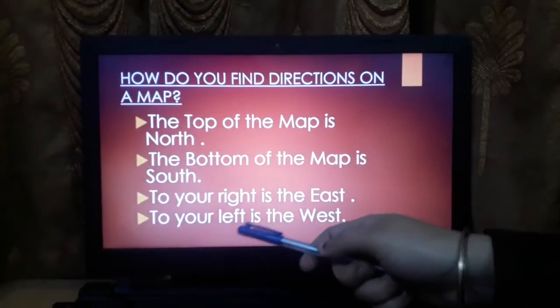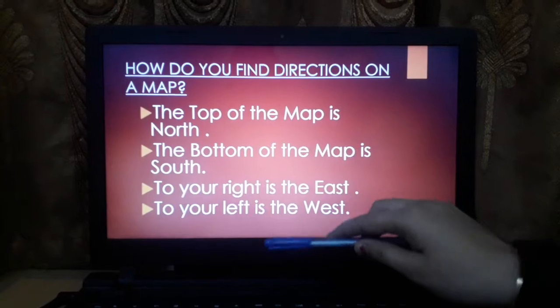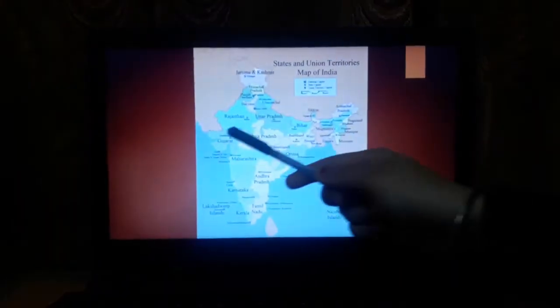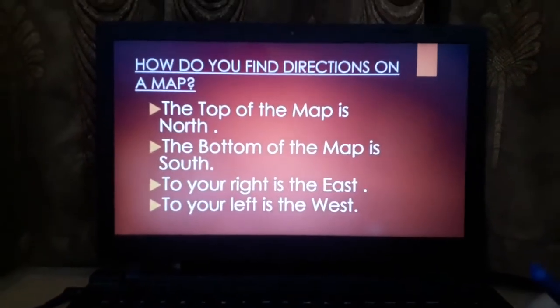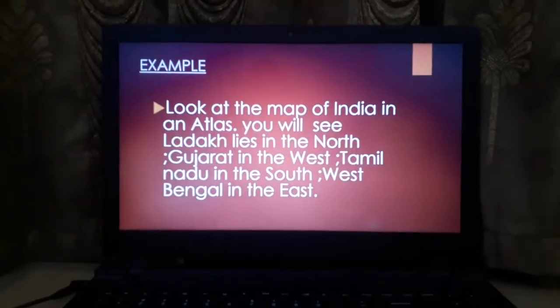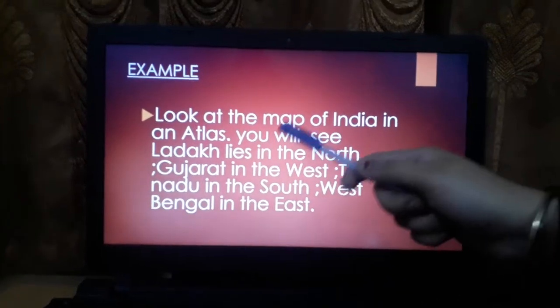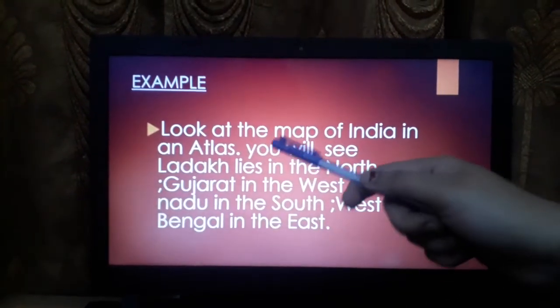Now, to your right is the east, and to your left is the west. Got it, students? North, south, east, west. Now there is an example. Look at the map of India in an atlas.